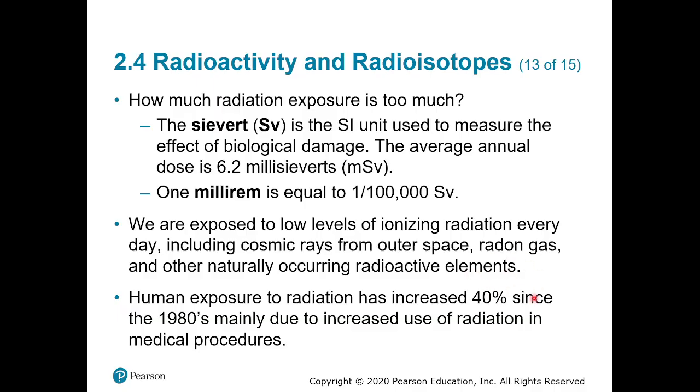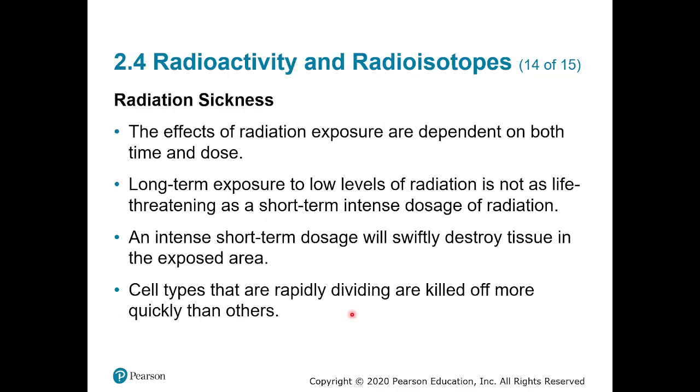Human exposure to radiation has actually increased about 40% since the 1980s. This is mainly due to an increased use of radiation in medical procedures. Very little of this is actually contamination. However, interestingly enough, NASA accidentally increased the radiation of the planet. They tried to launch a probe, and they blew it up in the atmosphere and released a bunch of uranium into the atmosphere. So they and Fukushima are the two largest releases of radiation in history.